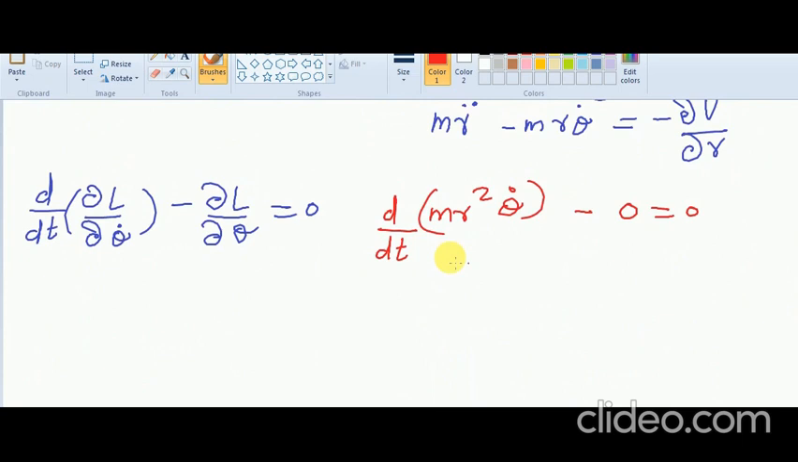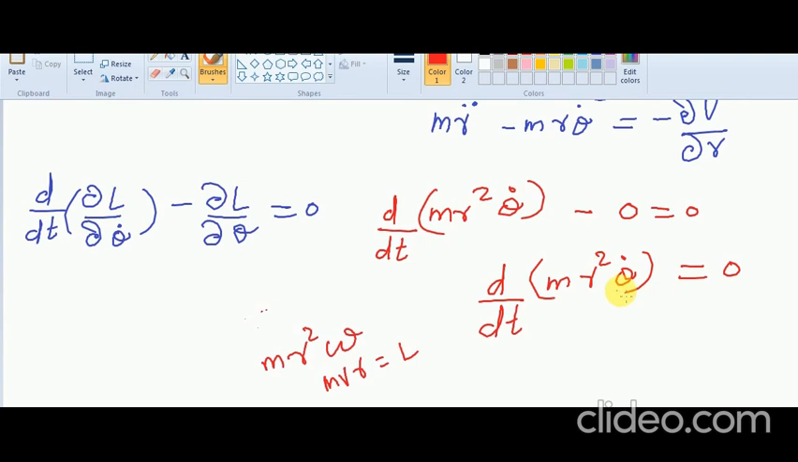Now differentiating again, m r square theta double dot equal to 0. What is theta dot? It is omega. So it is m omega r square. Wait, just a minute. This says that d by dt of m r square theta dot is equal to 0. What is m r square theta dot? Theta dot is omega. So m r square omega is actually.